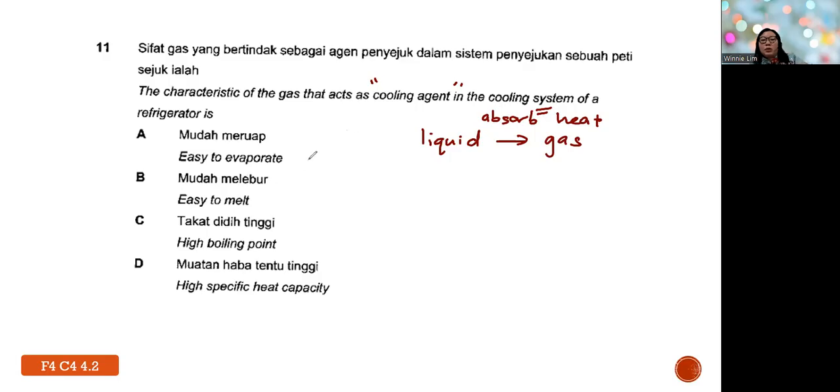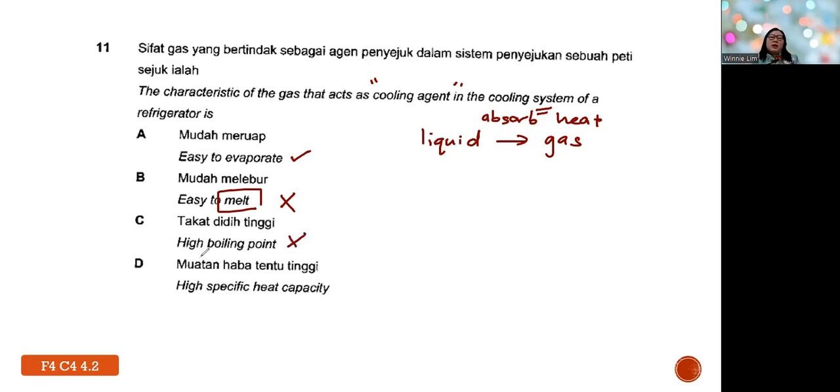So hence, the liquid must be easy to change its state. So that's why easy to evaporate for question 11. And then easy to melt, because it's a liquid form, so nothing to do with change of state to melt. It's not solid. Okay, high boiling point cannot. You must have low boiling point, then only it becomes vapor easily.